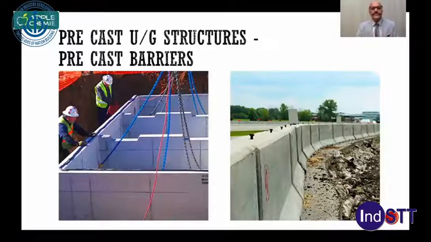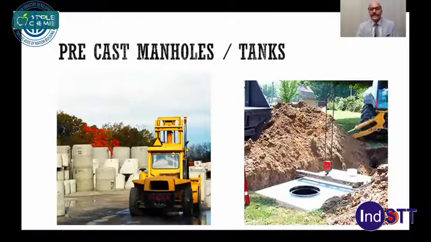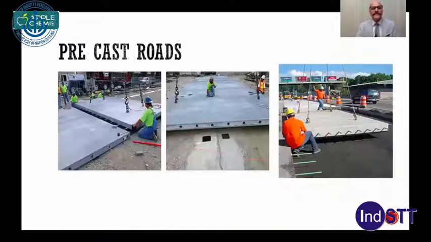I will just run through some of the pictures. This is a precast work underground, and on the right hand side is a precast barrier. These are the barriers which you normally use by the side of highways and roads. Precast manholes and tanks are also quite liberally used, and they give you quite a lot of speed and higher quality.